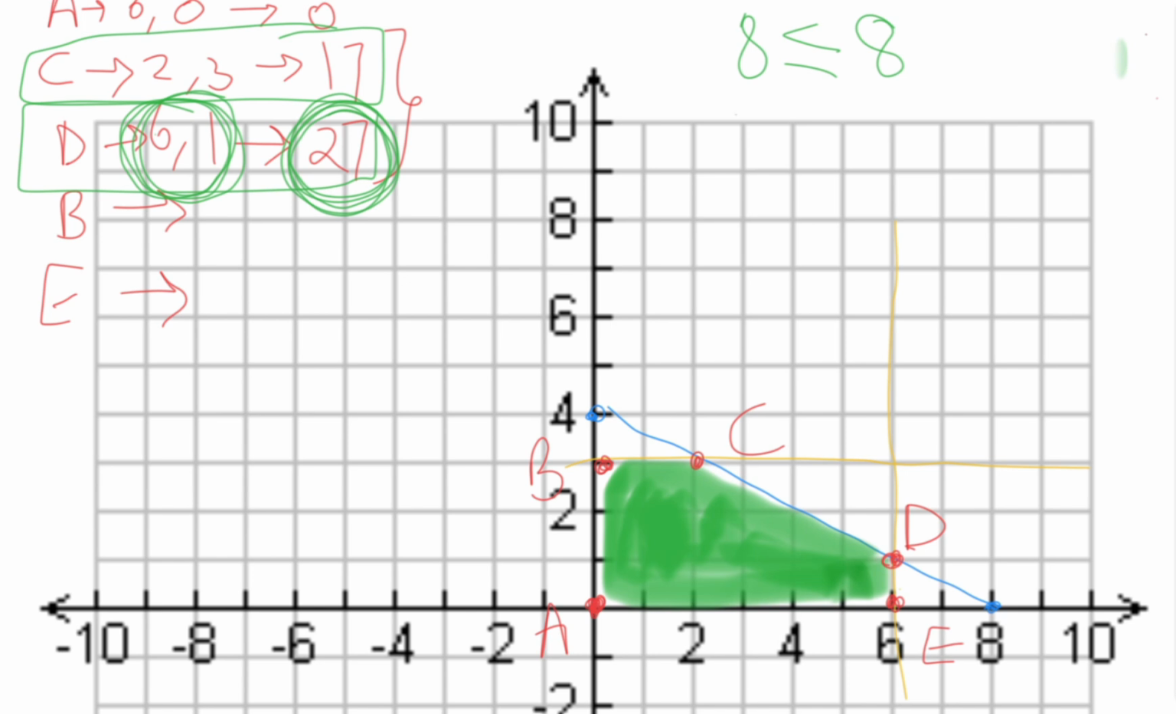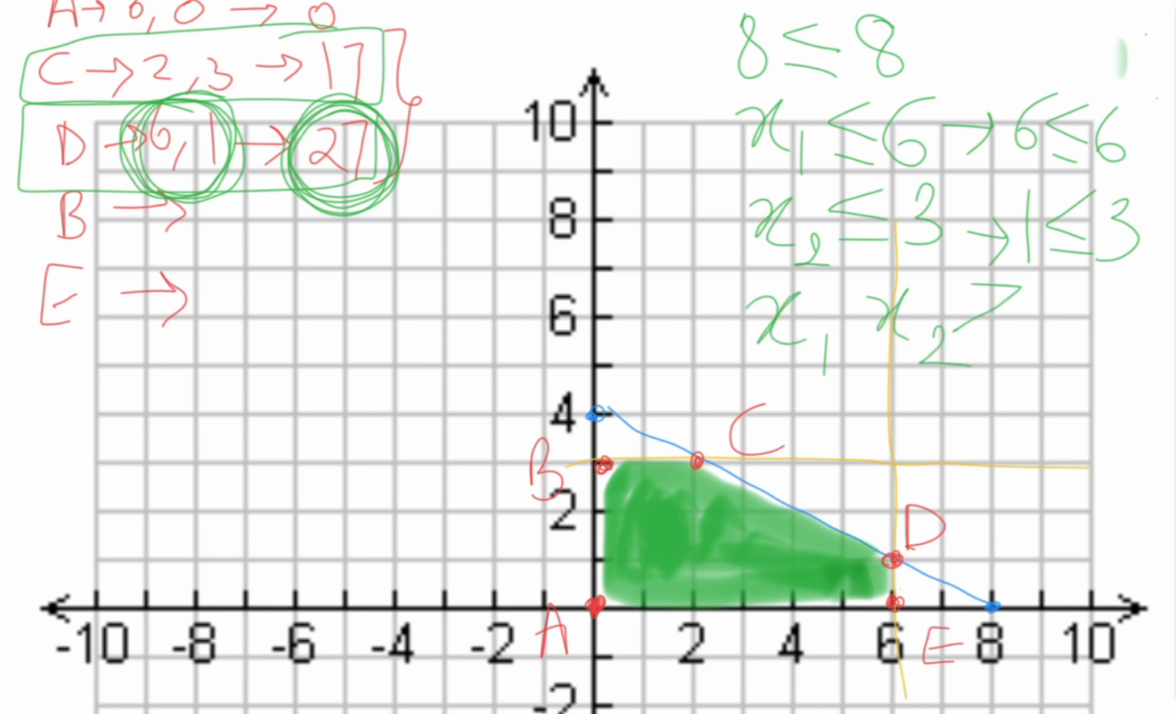The second condition is x1 less than equal to 6. Since 6 is less than equal to 6, this condition is satisfied too. The third condition is x2 less than equal to 3, and since x2 is 1, it is also less than equal to 3, so this is satisfied as well. And the last was x1 and x2 both are greater than equal to 0, which again is true. Hence, point D is the profit maximizing point according to the graphical method.